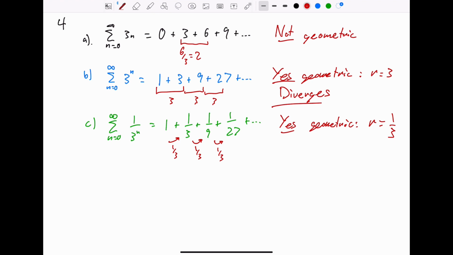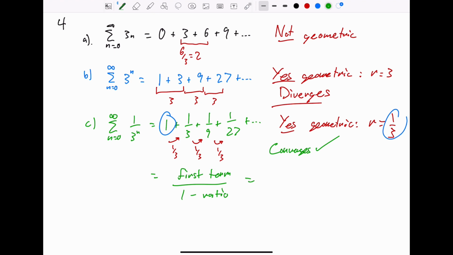Does this geometric series converge? Yes, it does, because the common ratio is less than 1. So it converges. Let's figure out what it converges to. The sum for a convergent geometric series is the first term divided by 1 minus the ratio. That's the best way to think of the formula for the sum of a convergent geometric series. My first term here is 1, and my ratio is 1/3. I just plug those into the formula.